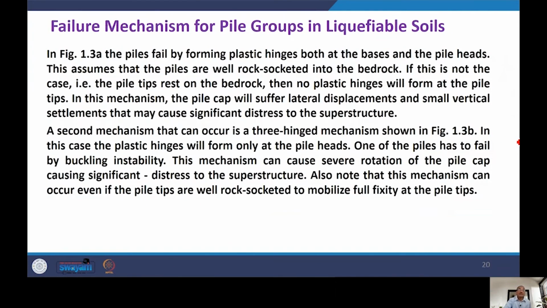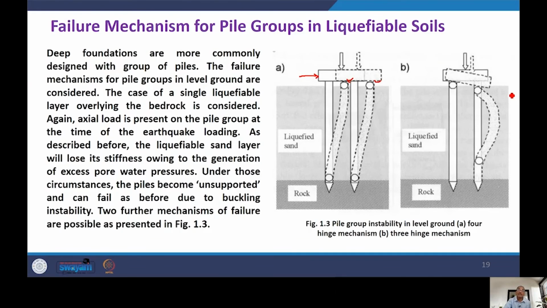Then, in this mechanism, the pile cap will suffer lateral displacement and small vertical settlement that may cause significant distress to the superstructure. In the first case, what will happen? There is a lateral displacement of the pile cap, and the settlement, buckling of the piles.